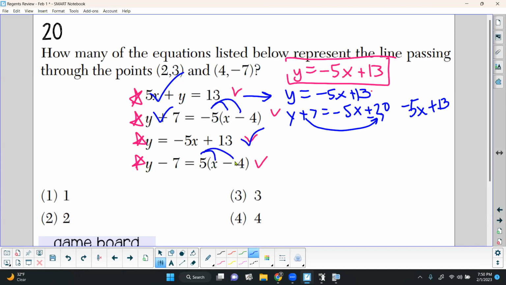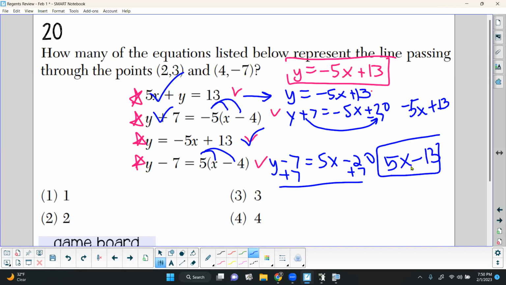And then I manipulate this last one, y minus 7 equals 5x minus 20. And when I add 7 to both sides, I get 5x minus 13. These are all the wrong signs. So this one is no. So 3 of them are yeses, 1, 2, 3, and 1 of them was a no.